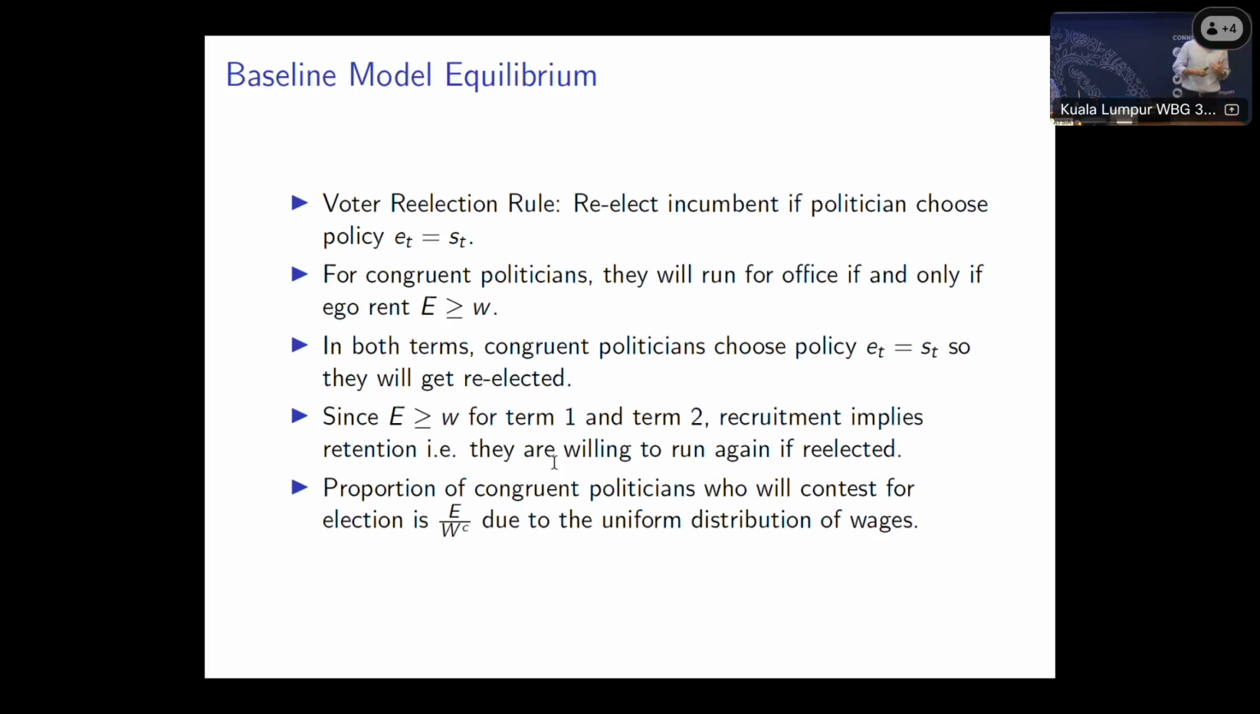If your E is smaller than W, then you will say, okay, you know what, I'm not going to run. It's not worth it. I'm not going to run.